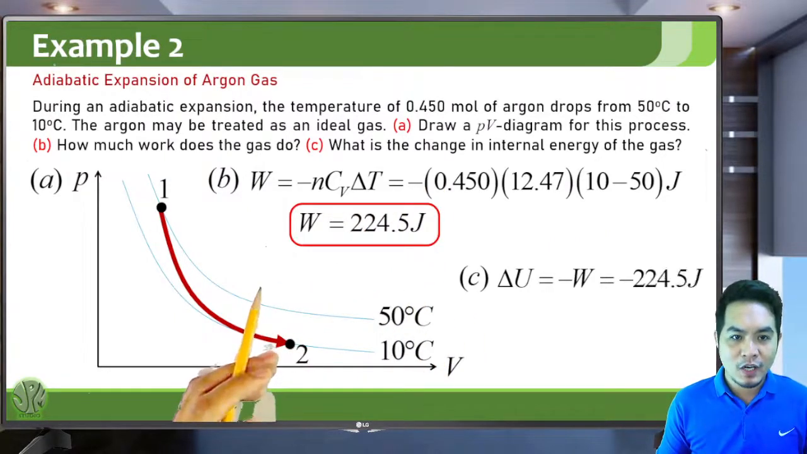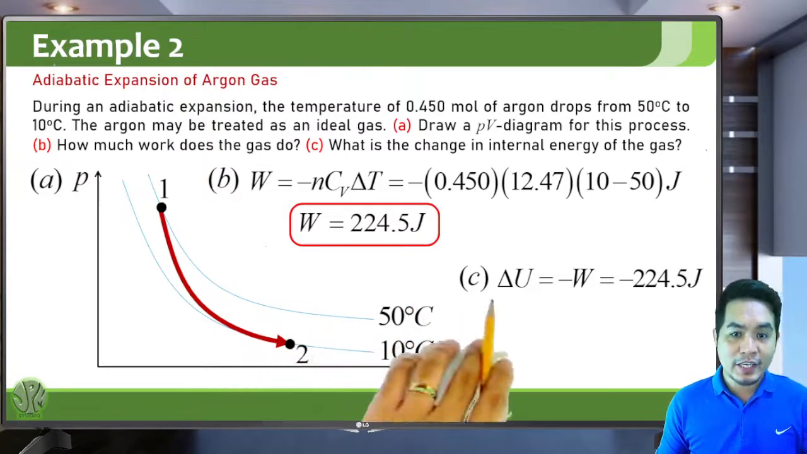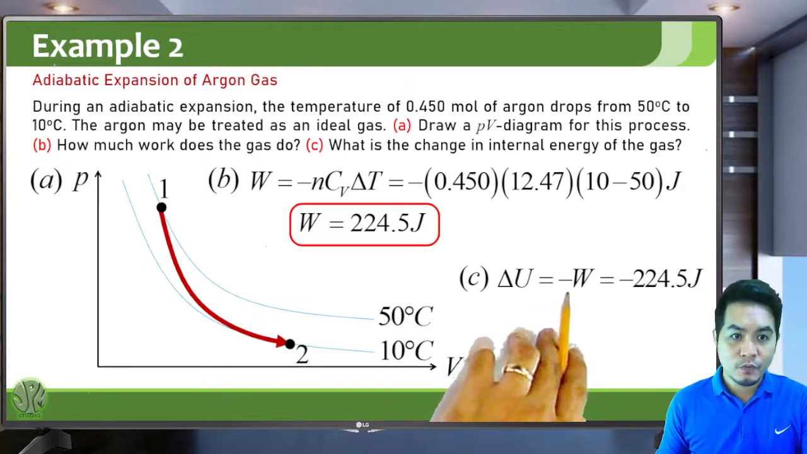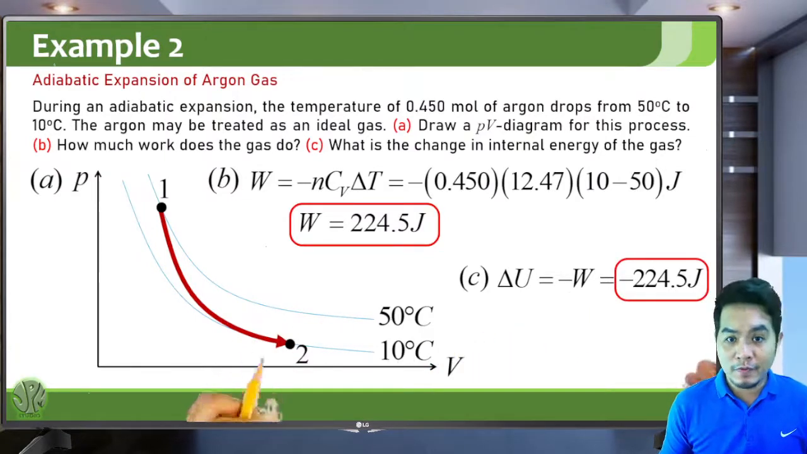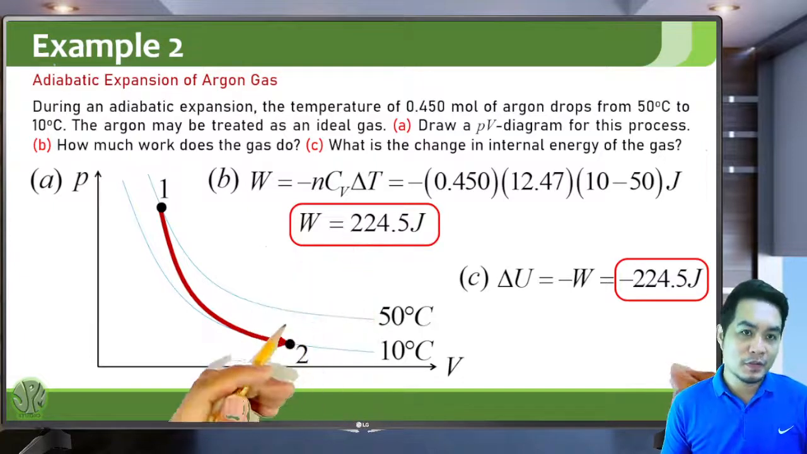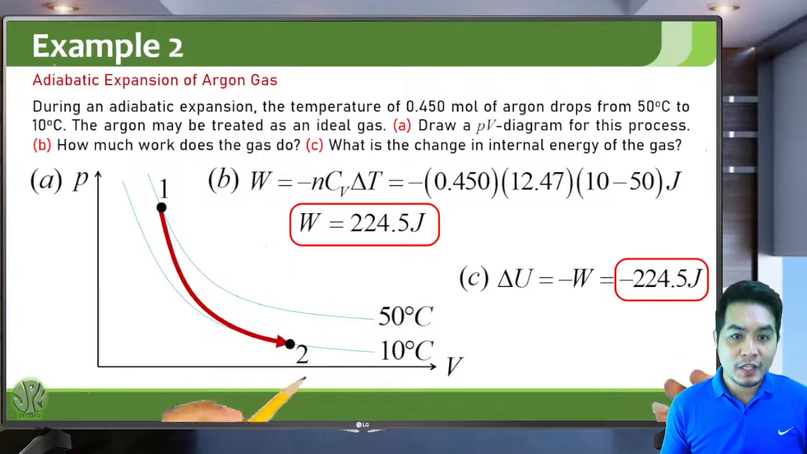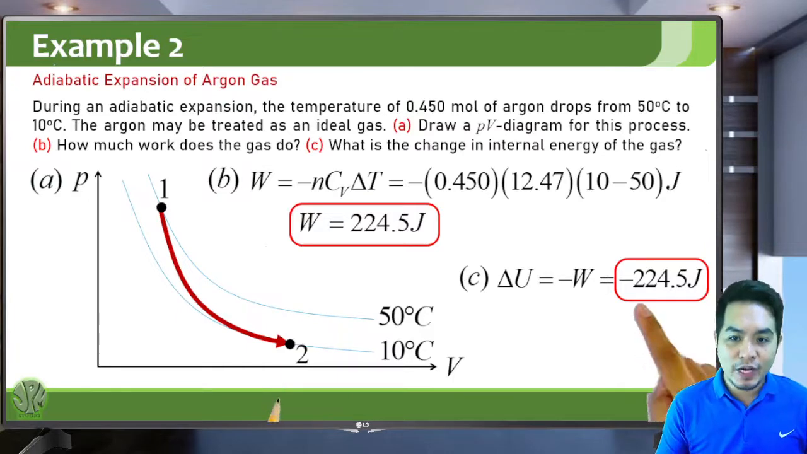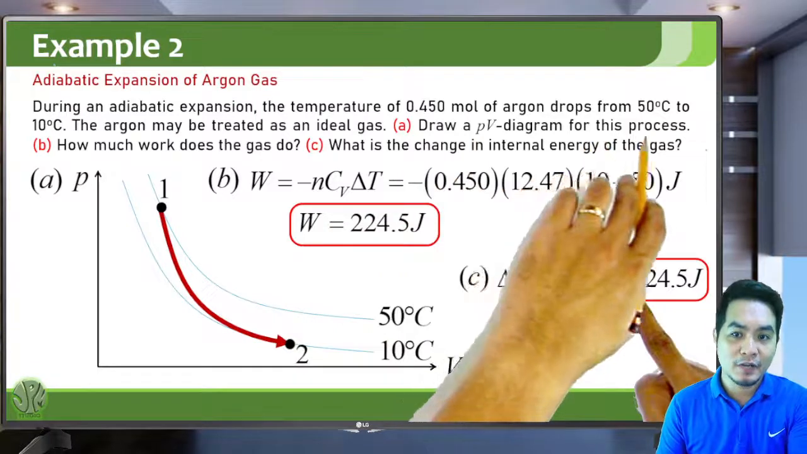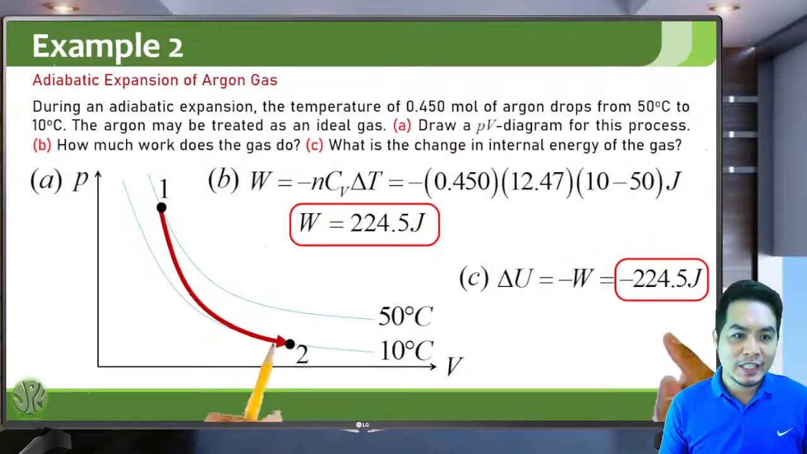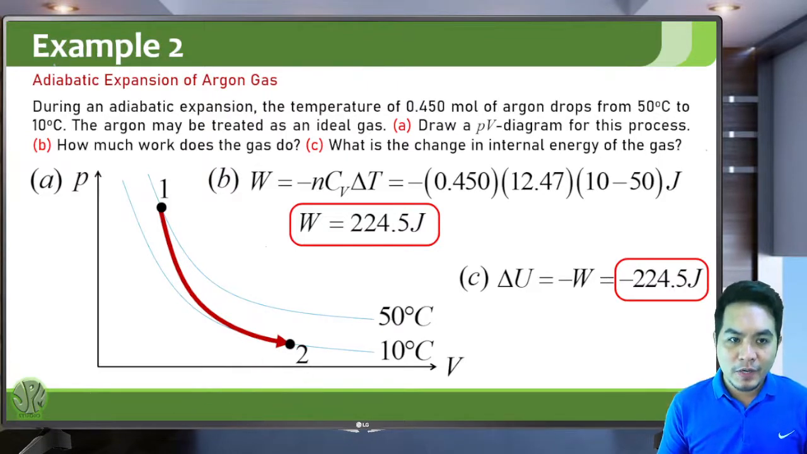So of course, the change in internal energy of the gas is just the negative of the work for an adiabatic process. In this case, it's negative 224.5 joules, the negative of this one. So we expect a negative change in internal energy, or a decrease, because we have a decrease in temperature from 50 degrees Celsius to 10 degrees Celsius. So the temperature of the gas decreases, meaning the internal energy of the gas also decreases.